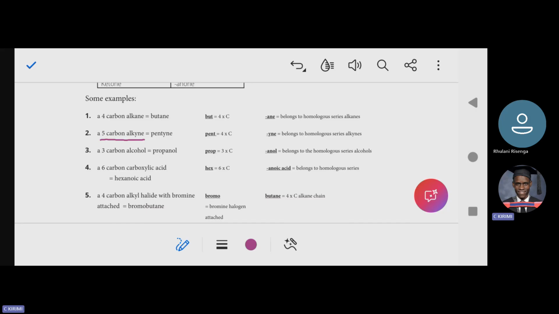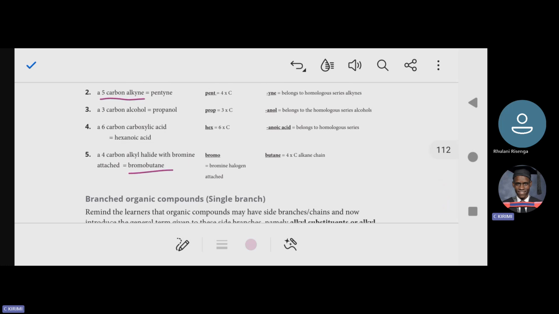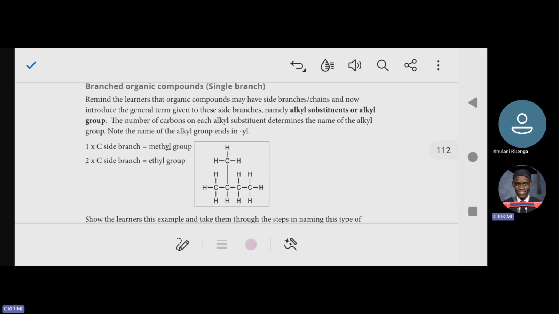Okay. Then for haloalkanes, which means it's bromobutane, if it's having a side chain, bromobutane, which means bromine is the substituent, which is a halide chain. So these are just, we are refreshing your memory. We have not started with the big deal here.